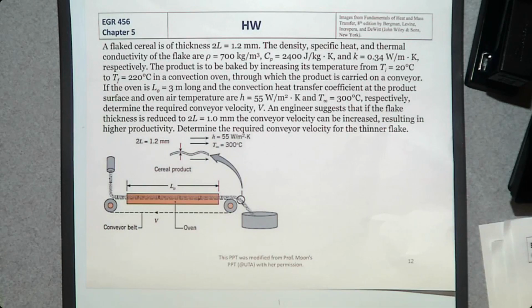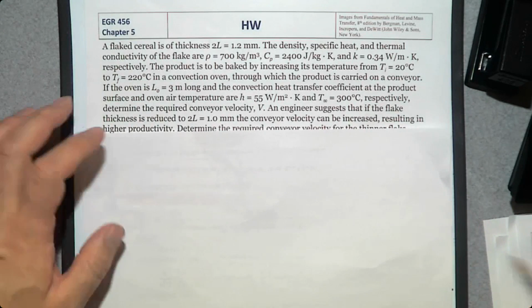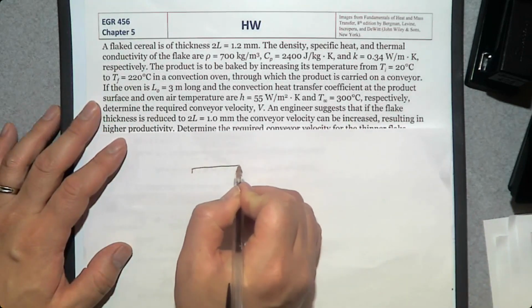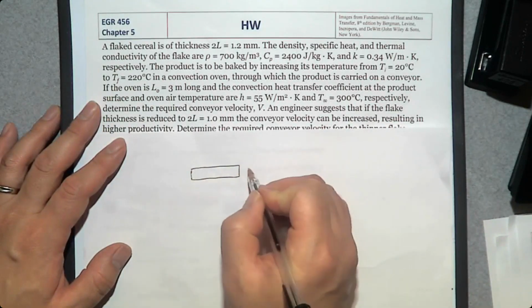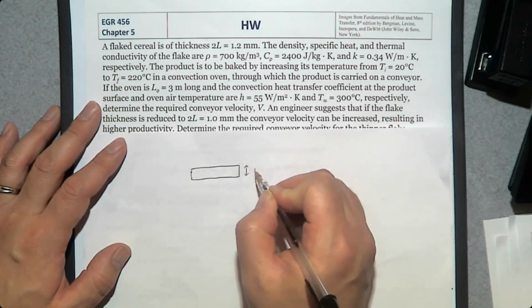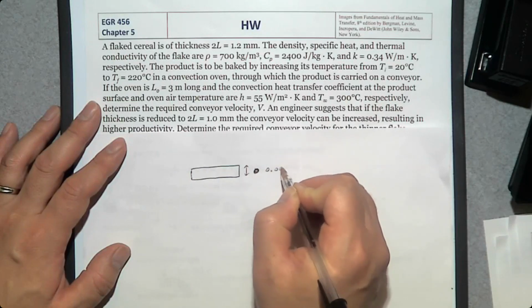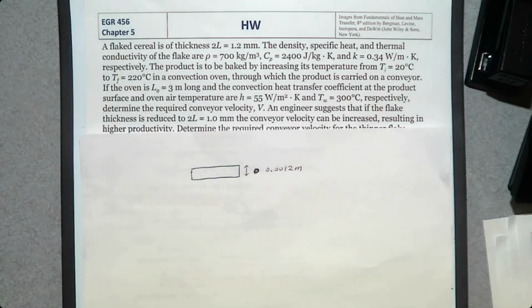Okay, so the thickness of this cereal is going to be 1.2 millimeters. So we have a solid that looks like this, and the thickness of this solid is going to be 1.2 millimeters. I don't like 1.2. It's going to be 0.0012 meter. Do not do unit conversion in your governing equation. Always convert all the units to whatever you're familiar with. Okay?